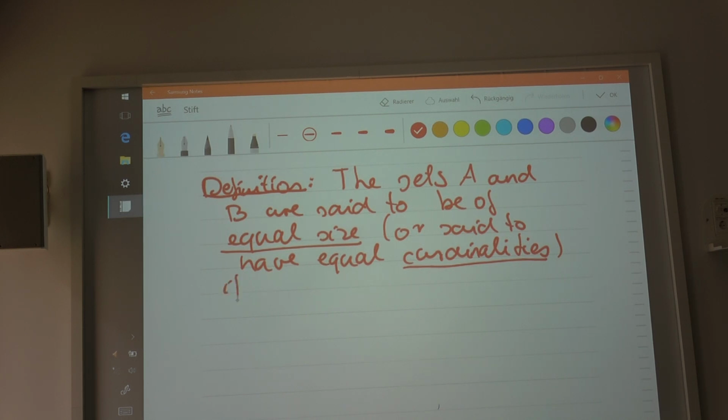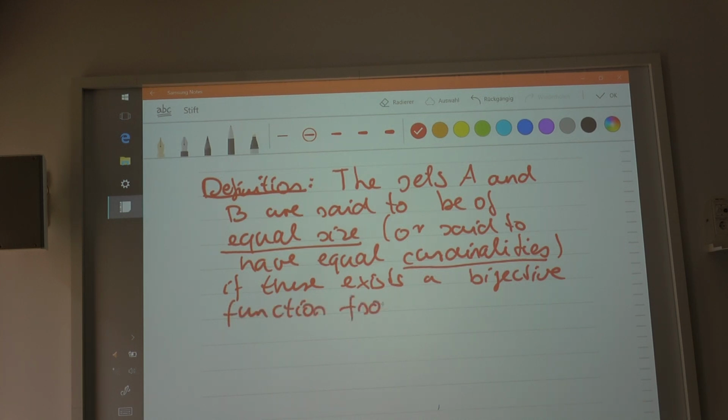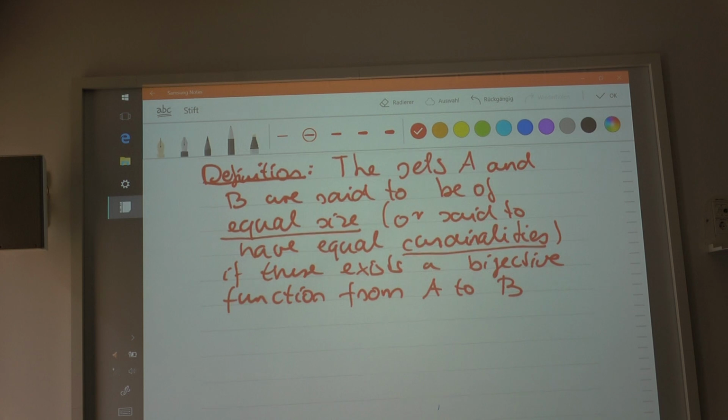If there exists a bijective function from A to B. Let me demonstrate that.